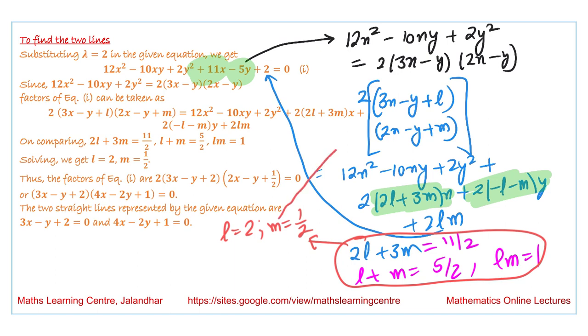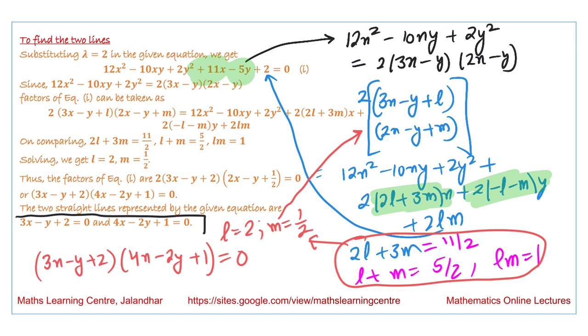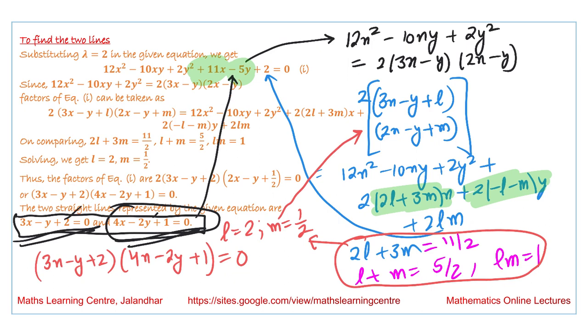So by substituting these values over here, we will get the two equations in the form (3x minus y plus 2) into (4x minus 2y plus 1). We are saying this should be equal to 0. So this joint equation is representing two straight lines. One has the equation 3x minus y plus 2 is equal to 0, and the second has the equation 4x minus 2y plus 1 is equal to 0. So these are the two separate equations corresponding to this joint line.